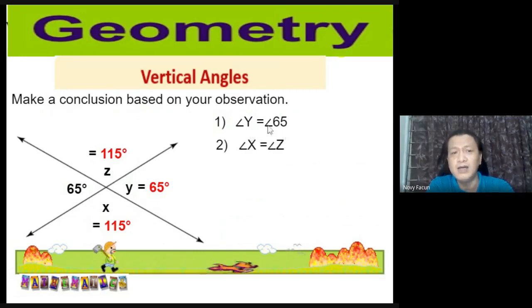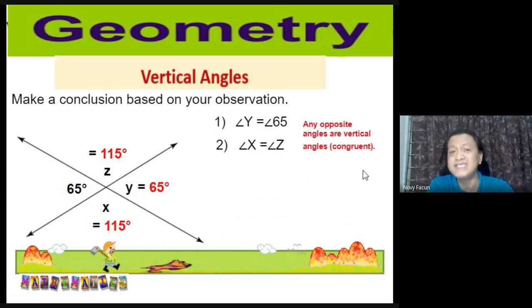So, angle y equals 65, or the angle y natin equals 65 degrees. Angle x equals angle z. So, with that, ang conclusion natin dyan, any opposite angles are always congruent, or vertical angles are congruent.